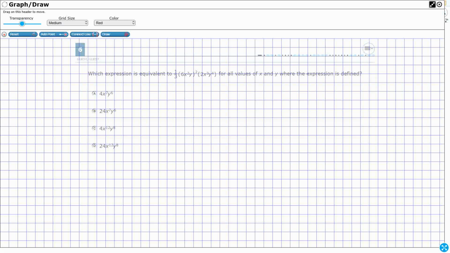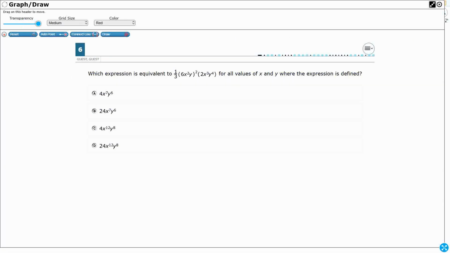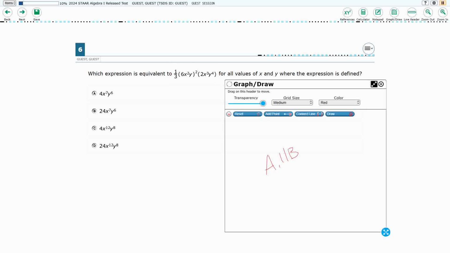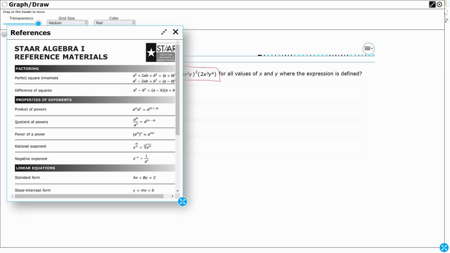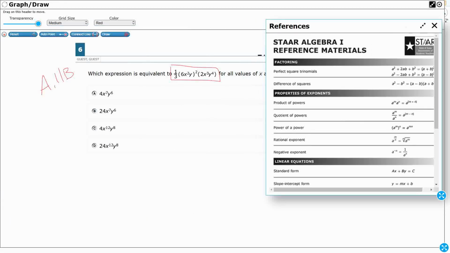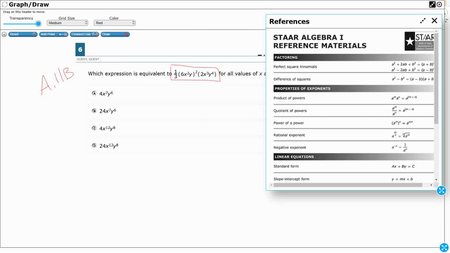For number 6, we are looking at laws of exponents. This is standard A.11b. And we've got to find an equivalent expression to this big one right here. What we need to think of here, and we'll go ahead and keep it open since it is part of our reference material, is our properties of exponents. So we need to use a little bit of PEMDAS to figure out what we're doing first.